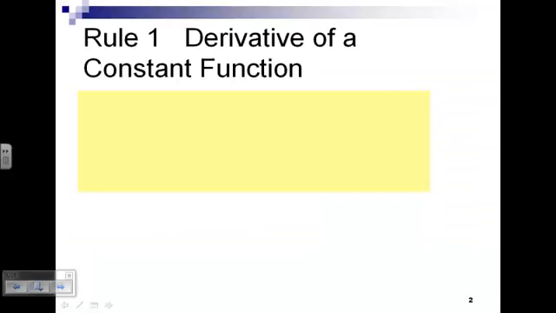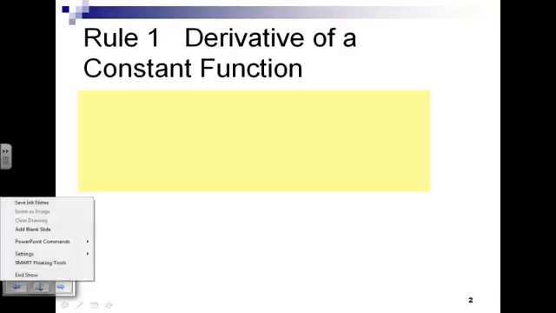Okay, first of all, we're going to be talking about the derivative of a constant function. Now, I could just give you each of these rules and you just memorize them. But I would rather have each of these rules make sense. So let's talk about the constant function for just a second, and let's see if you can figure out what the rule is. All right?